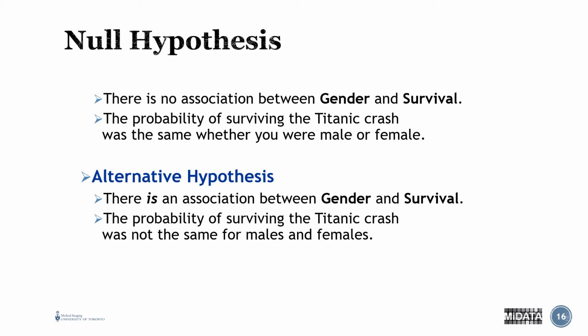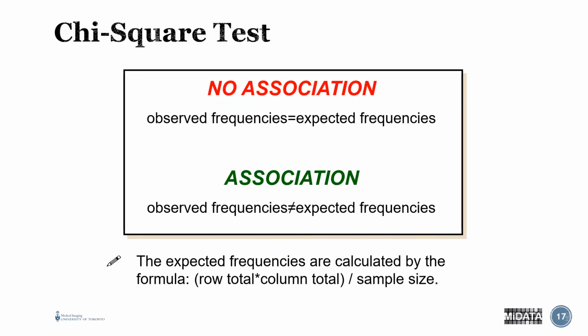So the null hypothesis is, of course, that there's no association between gender and survival. The probability of surviving the Titanic crash was the same whether you were male or female. The alternative hypothesis is that there is an association between gender and survival, and that the probability of surviving the Titanic crash was not the same between the males and the females. So how would you test to see whether or not this association was not due to chance alone? And so we perform a chi-square test, which we've already mentioned in the previous lectures.